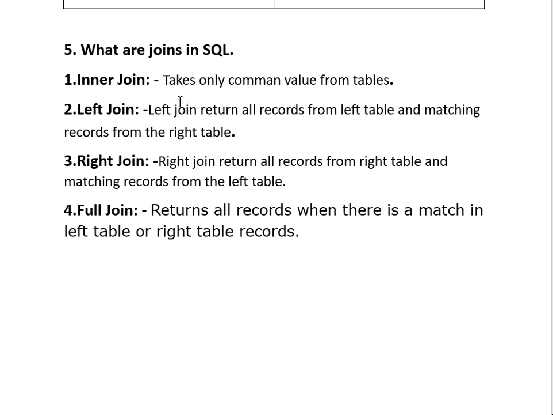And left join, basically what it does, it returns all the records from the left table and matching records from the right table. And same thing in right join, it returns all the records from the right table and only matching records from the left table. And full join returns all the records when there is a match in the left table or right table records, it returns all the records. So this is about the joins in SQL.